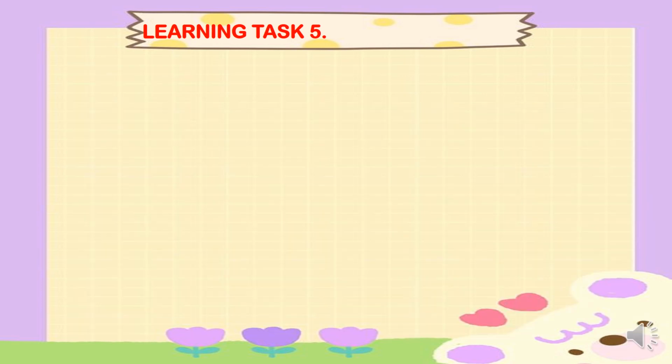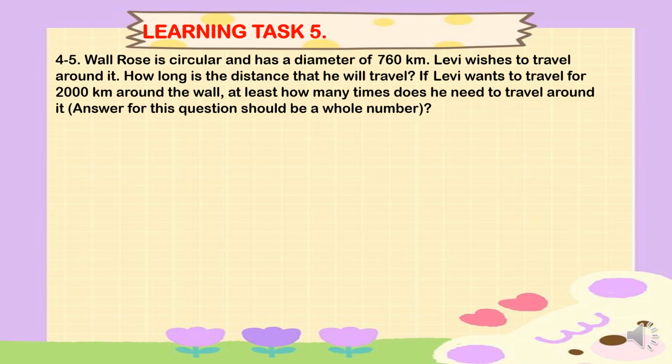Okay, for learning task 5, item 4. So this is the problem. Walrus is circular and has a diameter of 760 kilometers. Levi wishes to travel around it. How long is the distance that he will travel? If Levi wants to travel for 2,000 kilometers around the wall, at least how many times does he need to travel around it? The answer for this question should be a whole number.